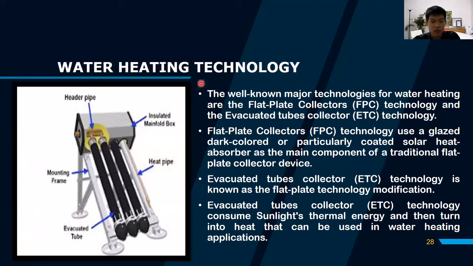After that, we developed solar energy in water heating technology. The picture is one example we use to heat water to get hot water. The well-known major technologies for water heating are flat plate collector (FPC) technology and evacuated tube collector (ETC) technology. Flat plate collector technology uses a dark-colored glass or plate, called a solar heat absorber, as the main component of the traditional flat plate collector device. Evacuated tube collector technology, shown in the picture, is known as a modification of flat plate technology. It consumes sunlight thermal energy and turns it into heat that can be used in water heating applications. Next.